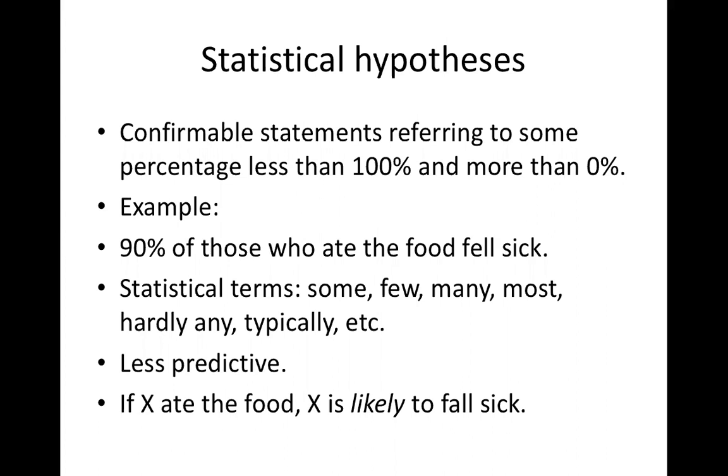We say it is less predictive. If X ate the food, X is likely to fall sick. Now, this is the difference. If you say 100% of those who ate the food fell sick and X ate the food, then surely X will fall sick because it is 100%. But if you say 90% of those who ate the food fell sick and X ate the food, then it is less likely that X will fall sick. X has a 90% chance of falling sick. But if it is 100% of those who ate the food that fell sick, then X will have a 100% chance of falling sick. So that's why we say law-like hypotheses are more predictable compared to statistical hypotheses.